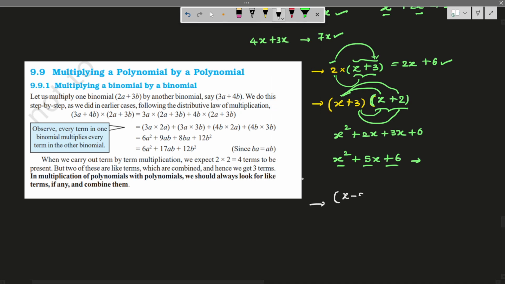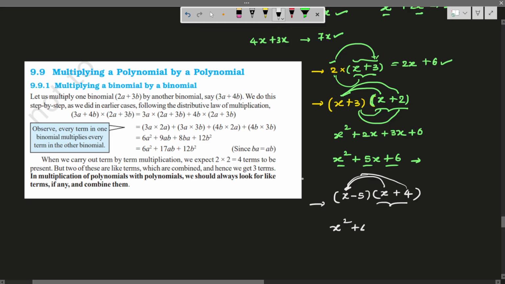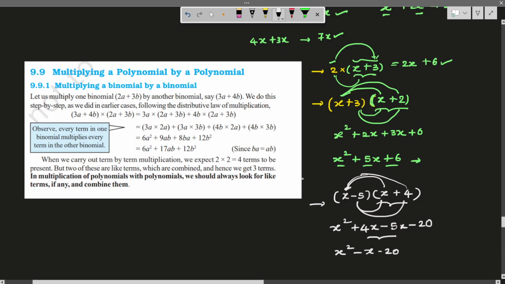Let us say we have x minus 5 times x plus 4. As usual, we should take the first term in this expression and multiply it with each and every term in the other expression. So x into x would become x square, x into plus 4 will become plus 4x, then minus 5 into x, this minus is also important, will become minus 5x, and minus 5 into 4 will become minus 20. So it becomes x square, 4x minus 5x will become minus x, and minus 20.